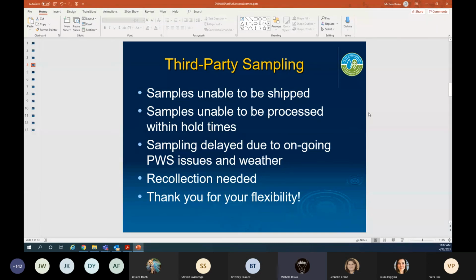At this point, we don't feel, based on our records of what was collected, that there will be any monitoring and reporting violations for inability to sample or for any rejection. So thank you to all of you.